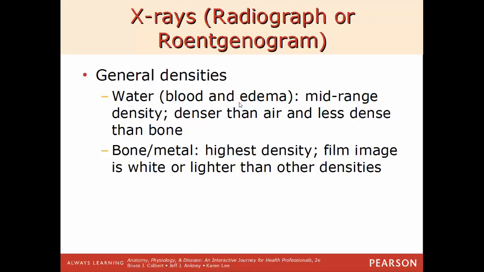The type with the most density, or the highest density, will be bone or metal. The film image will appear very white or very light in color compared to the others. And when it says metal, we're talking about, say, a hip replacement or a medical implant, such as a defibrillator or a pacemaker, for example. Those show up very bright because they are metal.